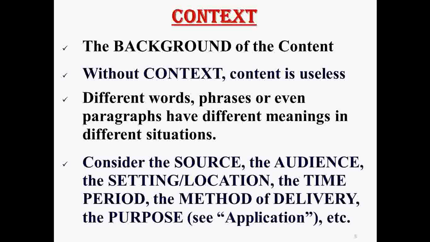Also, we must consider the source. Who is the one sending the message or carrying the message? The audience. Who is the message for? The setting or location. What was going on? Where was this occurring? What time period are we talking about? What was the method in which the message was carried? And also, what was the purpose of the message? Some of this information may go as far back as history. Context is built up from history, and sometimes it's connected to the future. Many times it's multiple locations, so we have to bear that in mind when we're reading.